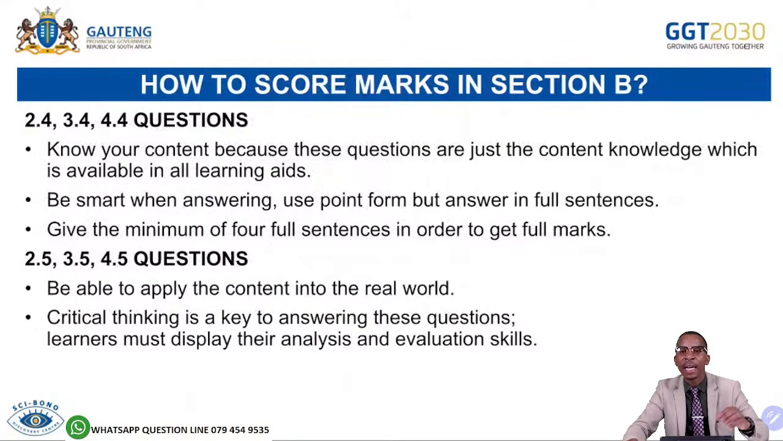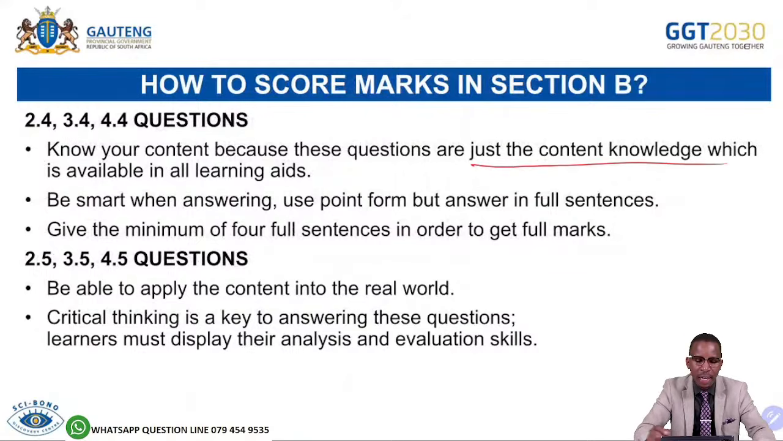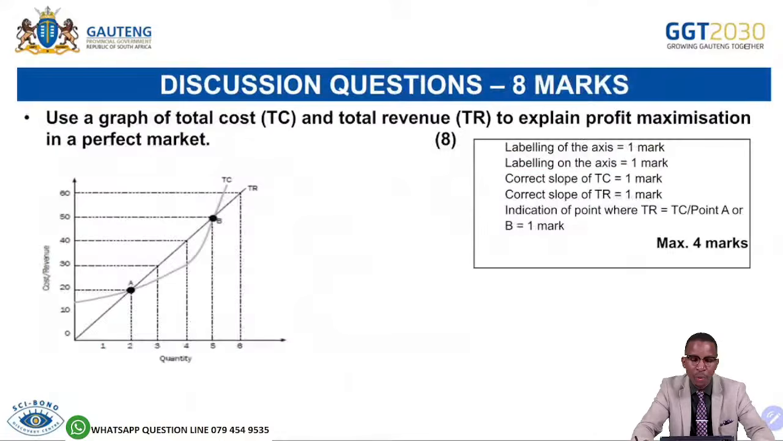There is also a critical thing that's grounded on the content that has been taught to you in class. So 2.4, 3.4, 4.4, know your content, because these questions are just content knowledge that can be found in your book. And then always in total cost.